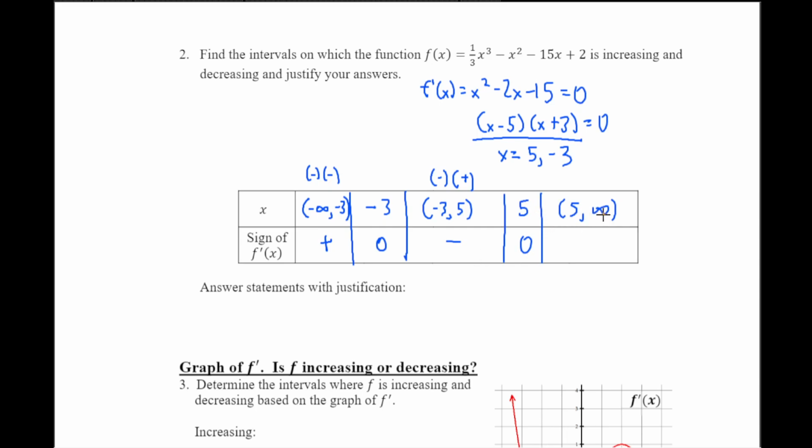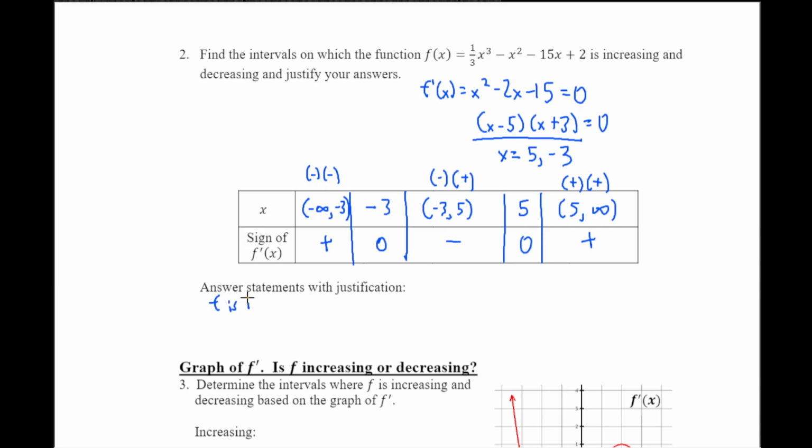So 5 to infinity, let's just say I pick 100. 100 minus 5, that's positive. 100 plus 3, that's positive. So here, the sign of f prime, that's positive. So your answer statements with justification.